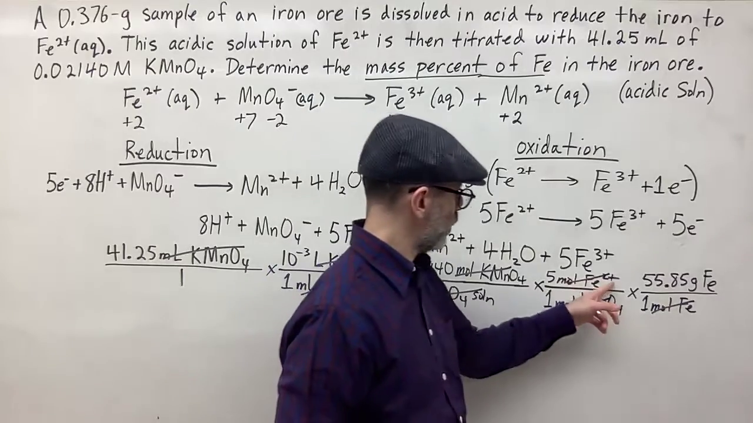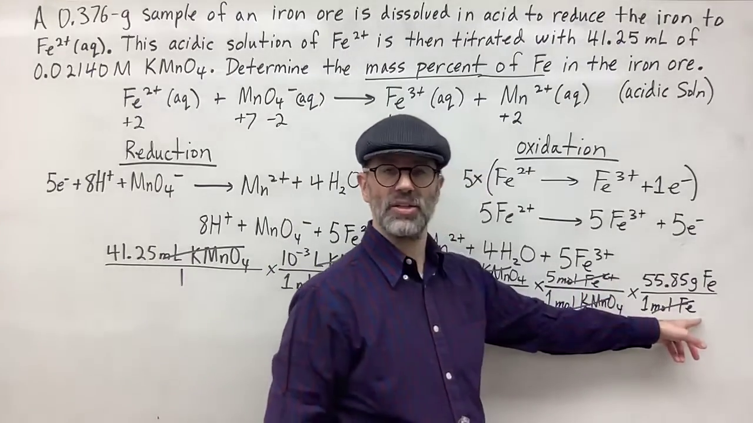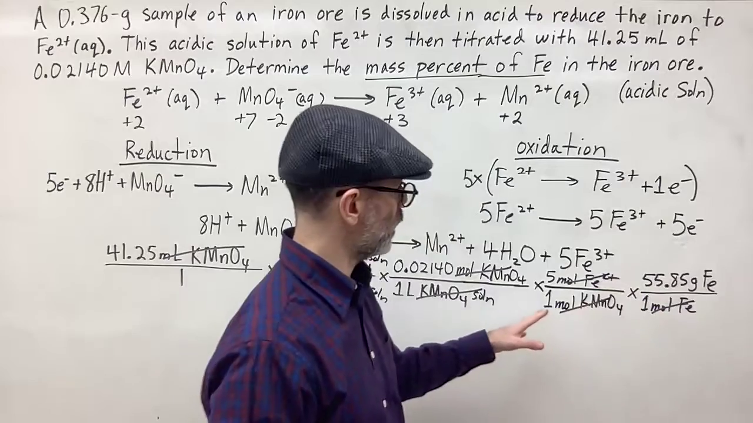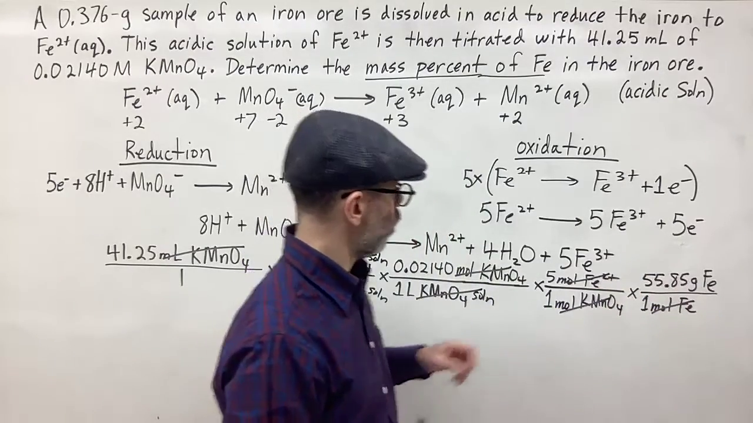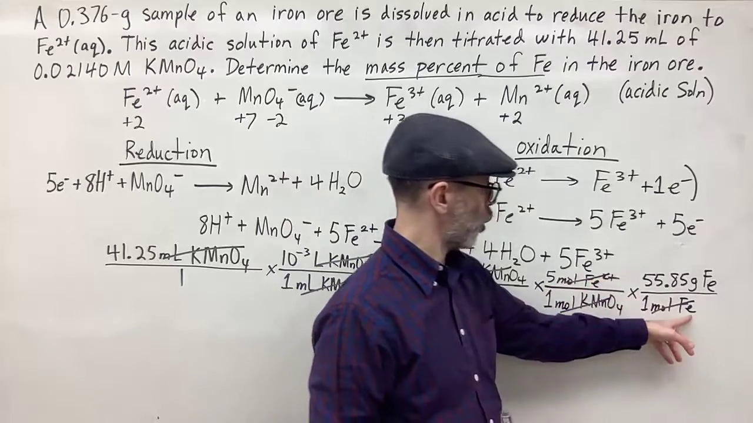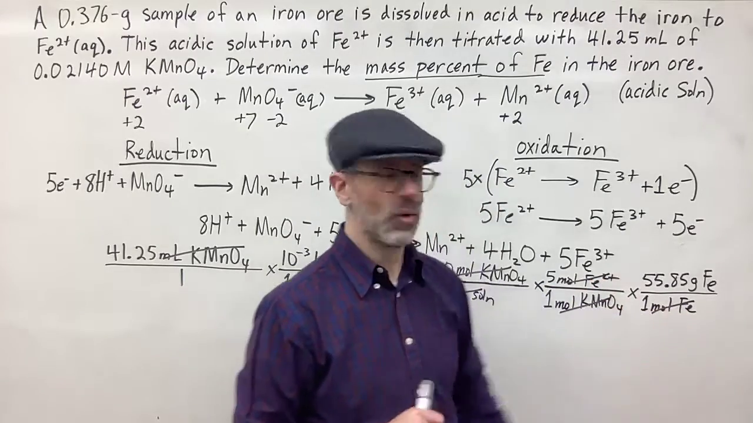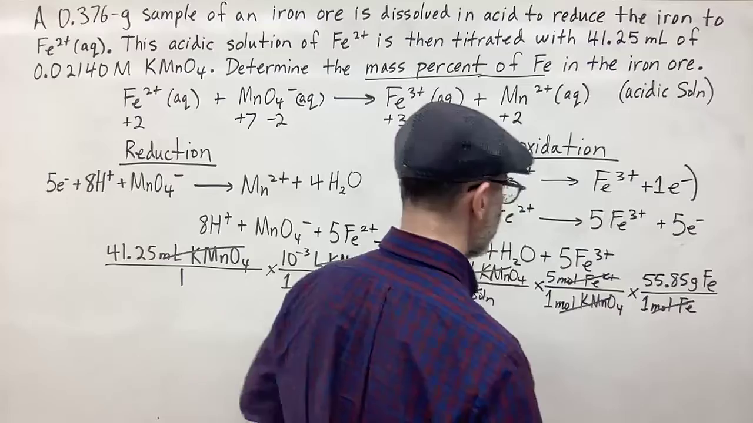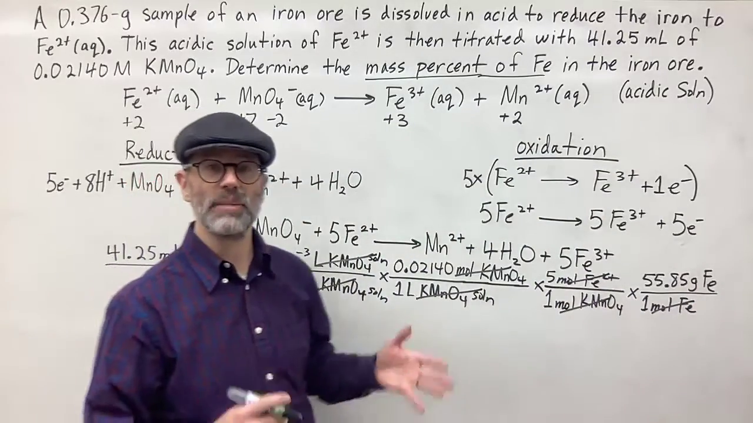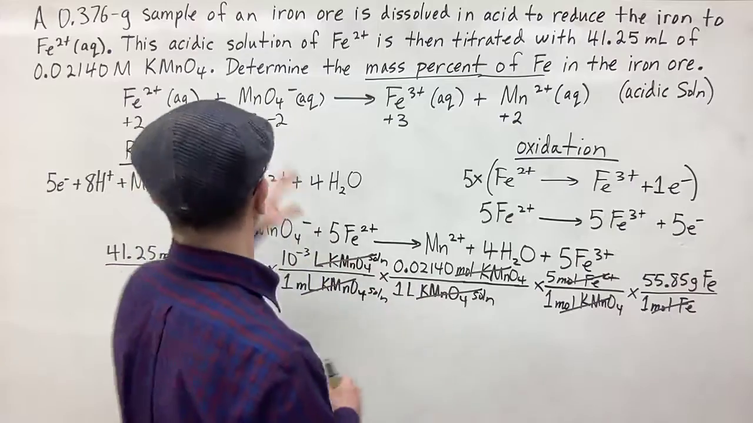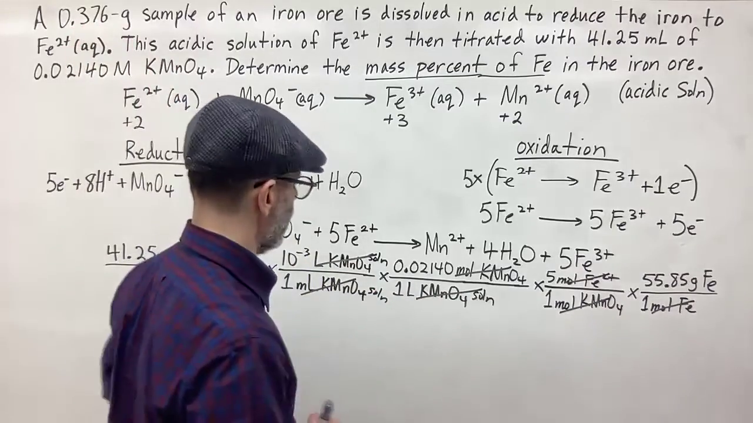I know I have a +2 here, but I have no plus there. It doesn't matter. We're just talking about the mass of the iron in moles. So whether it's a 2+ or no plus, it's okay. Okay, so now that I have grams, I can now calculate the amount of grams of the iron that was in the original sample of my iron ore.